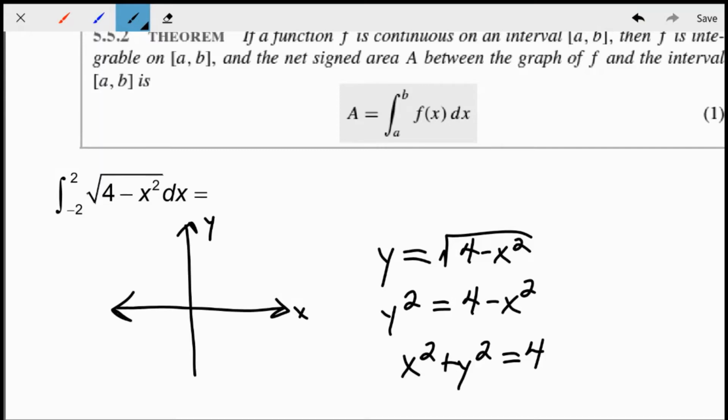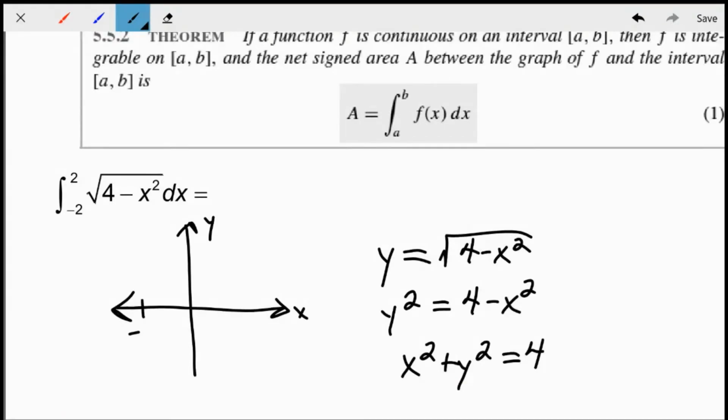So the only difference is, had we solved for y from this final form, we would end up with y is equal to plus or minus the square root. Well, the negative square root would be the bottom half of the circle. The positive square root is the top half of the circle. So what we're looking at here is the top half of the circle.